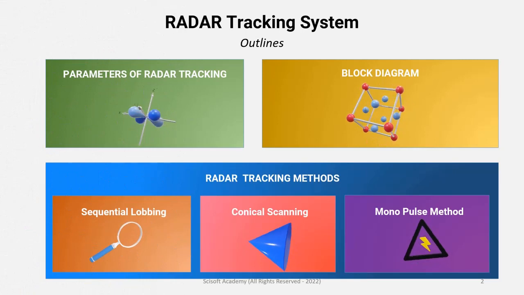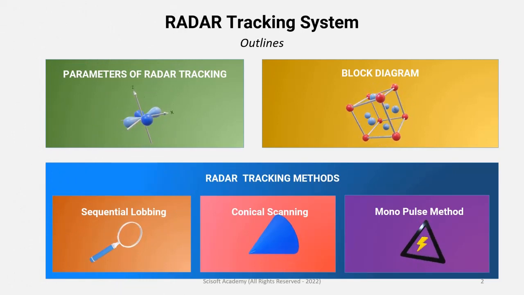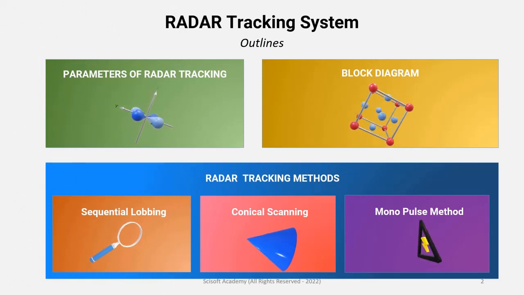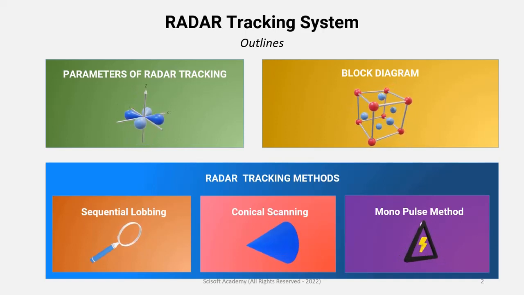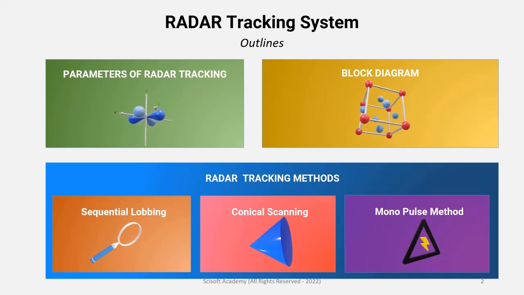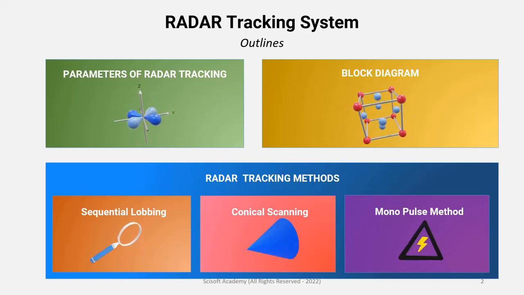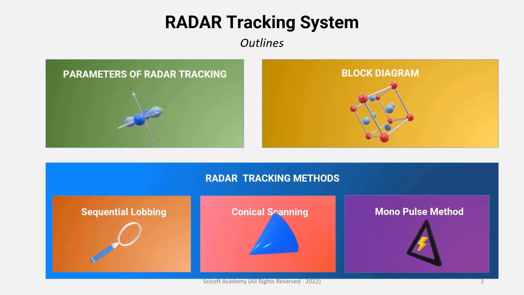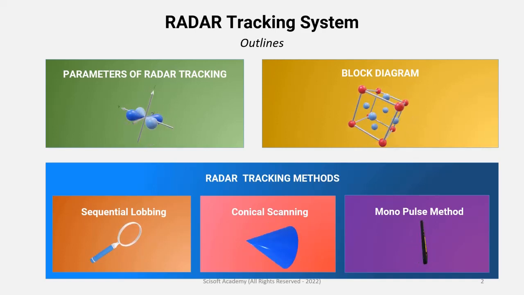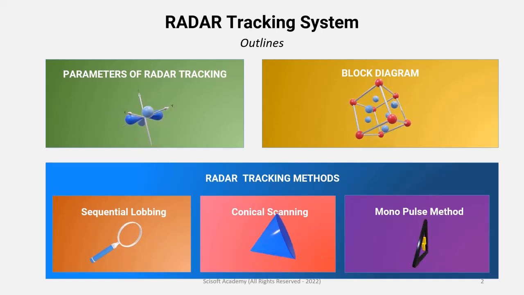So these are all our today's session outlines where we are going to see what are all the basic parameters involved in radar tracking and what is a block diagram of it and what are the basic methods of tracking system, and we'll see a short description of each one of them. So I hope this is clear for you. So let's start with the parameters of radar tracking.